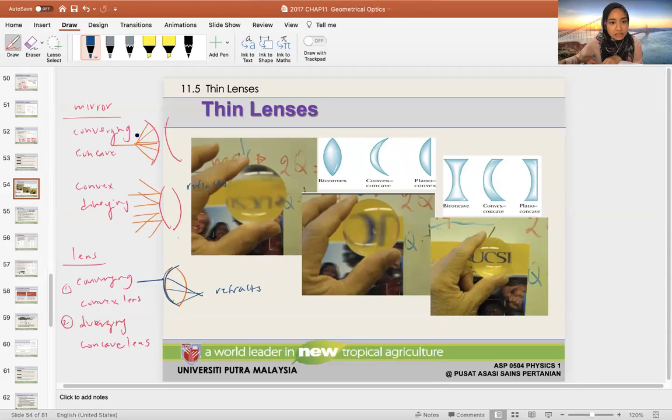Is it the same as this? Same, right? It's almost the same. So when light hits, because it's not going to be reflected, it's going to be refracted. So it depends on the surface over here. This surface looks like a cave, so it will converge.